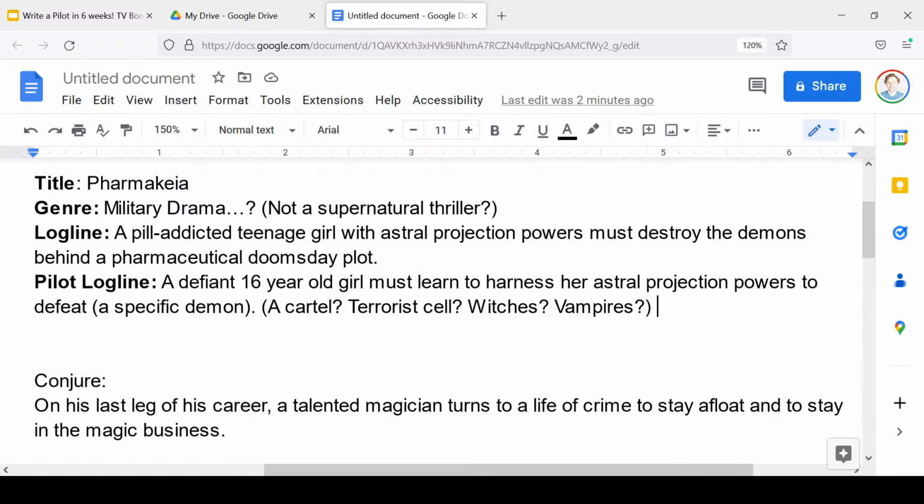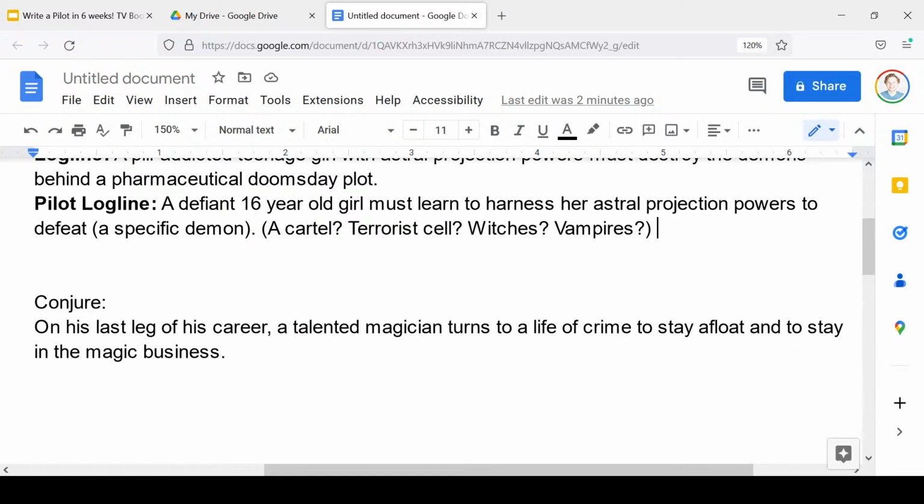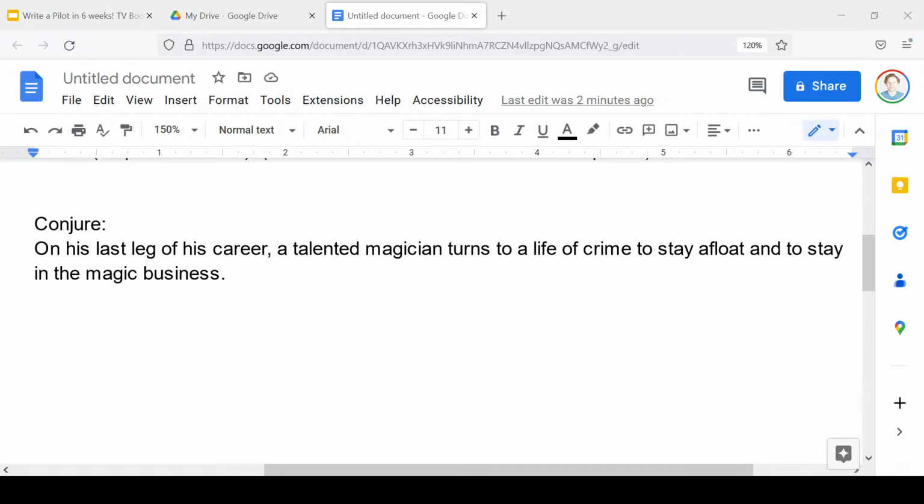Okay, thanks. Sure. Thanks for sharing. Let's do some more. We have Conjure Crime Comedy from Bunker. Go ahead and read this out for us.